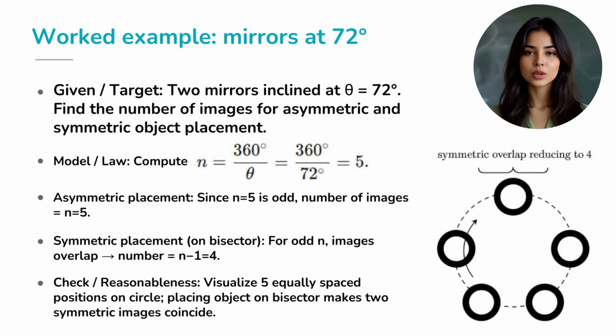Let's put the formula to work with a numerical example. Say the angle between two mirrors is 72 degrees. Then n equals 360 divided by 72, which equals 5. Now, since 5 is odd, if the object is placed asymmetrically, number of images is 5. If the object is placed symmetrically, right on the bisector, then one image overlaps, giving n-1, which is 4. So the same setup can give you either 5 or 4 images, depending on where you stand. It's like physics saying, stand off center and you get a bonus reflection.